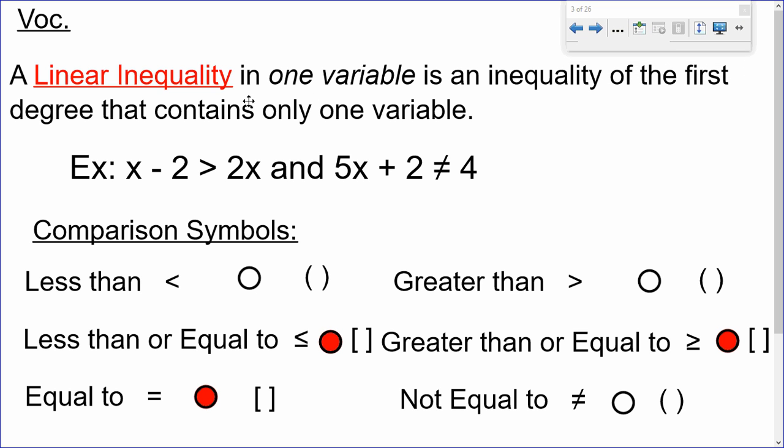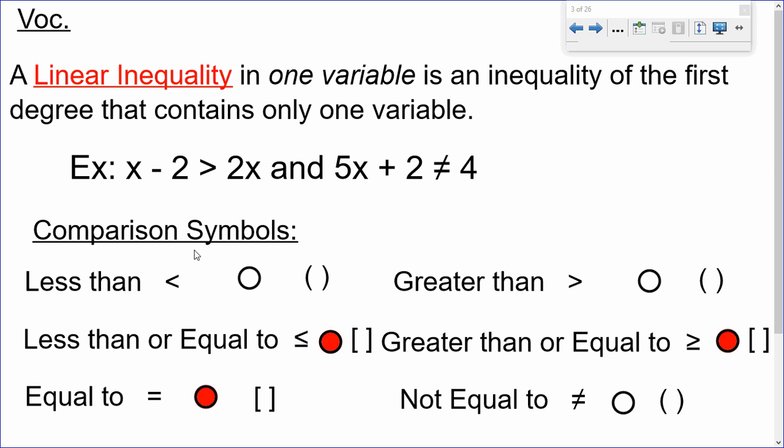A linear inequality in one variable is an inequality of the first degree that contains only one variable. Since we're talking about a first degree, we're talking about a power or exponent of 1, the highest exponent in the inequality. For example, x minus 2 greater than 2x. Here's another inequality: 5x plus 2 not equal to 4. Notice the exponent is not written, so it's implied that it is 1.